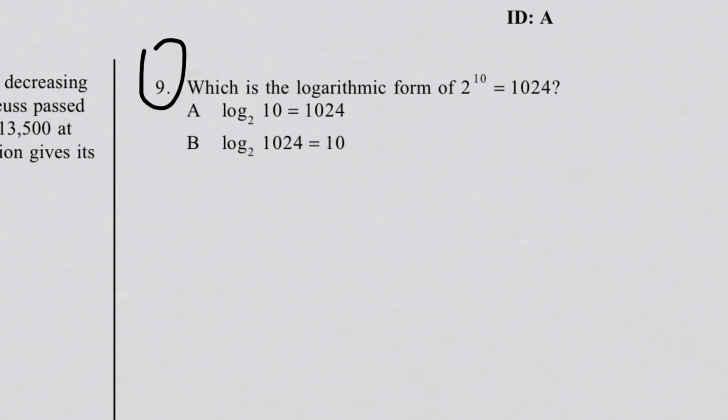Okay, let's continue. Here's number 9. And like I said at the beginning, make sure you are trying this on your own first. So pause it right now, try it, then come back and see my work. Here we go. Which is the logarithmic form of 2 to the 10th equals 1024?